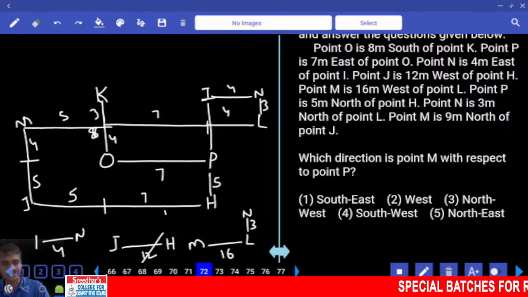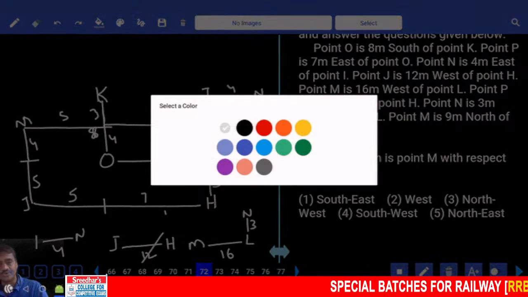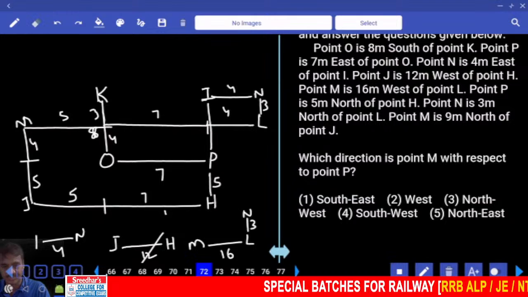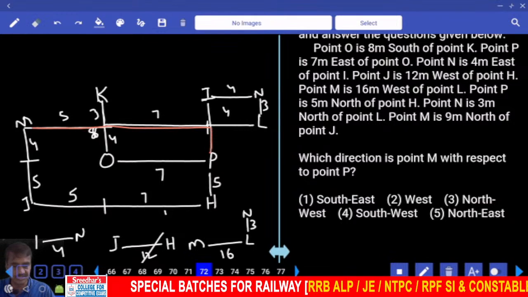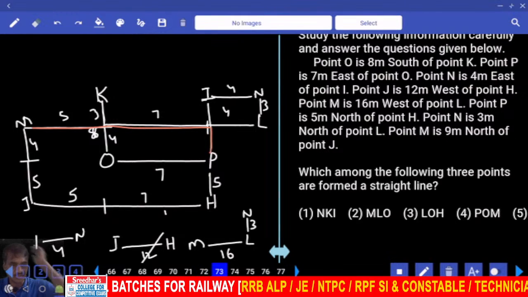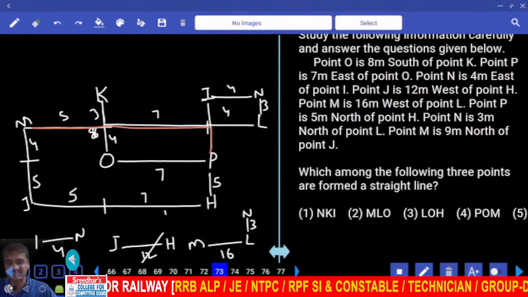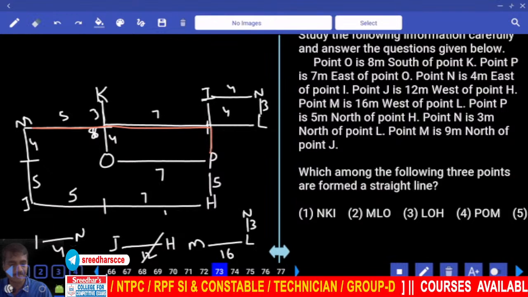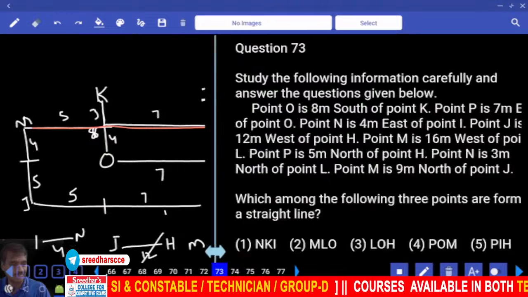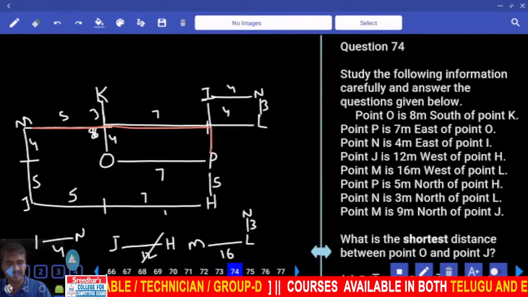Then which direction is M with respect to P? Now we need to find out M with respect to P. North and west, northwest. Northwest, that is choice 3. And 73, which among the 3 points form a straight line? I, P and H form a straight line, isn't it? I, P and H. That is choice 5, 73.